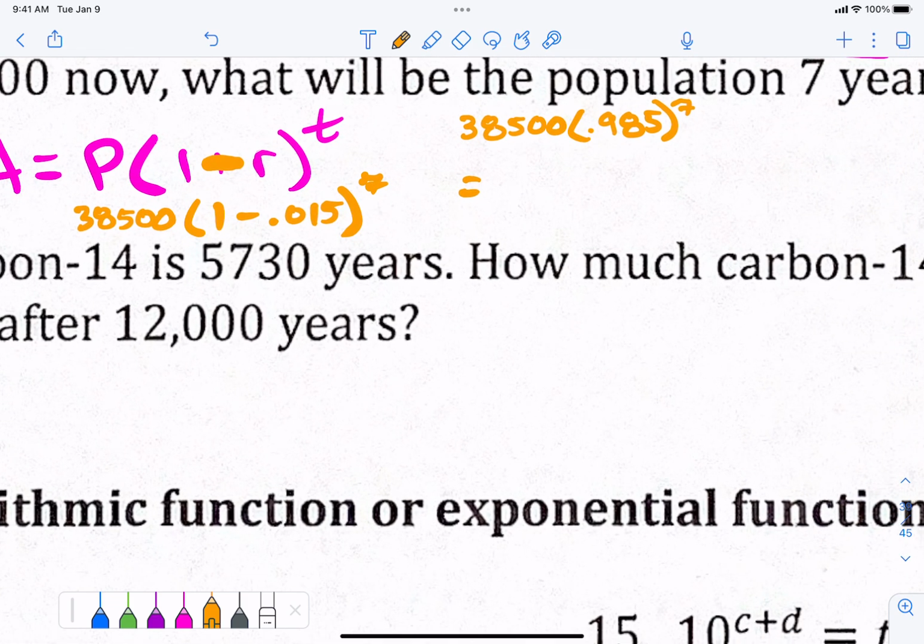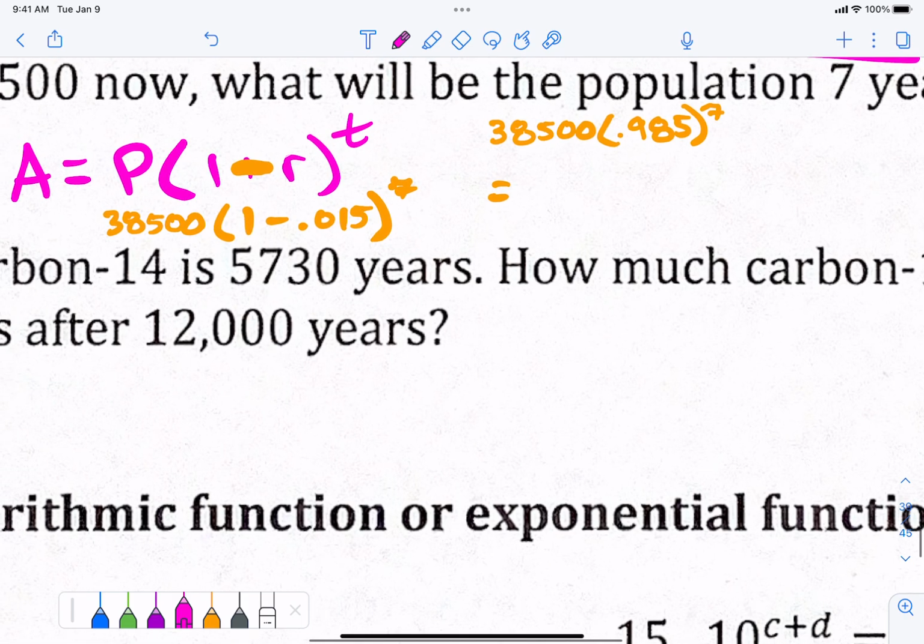So our population should be less than 38,000, right? We're decreasing in value. This is an exponential decay function because this number is less than 1. We're going down in value. What did we get? Anybody who typed it in? 34,635.